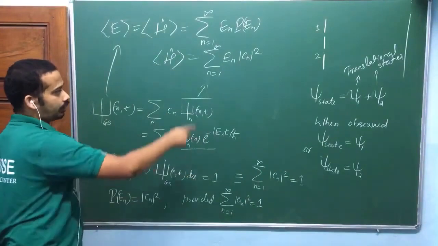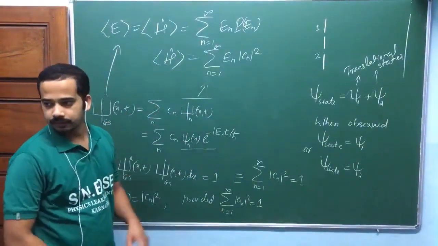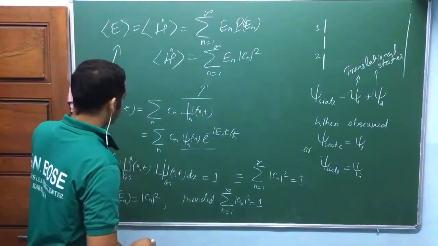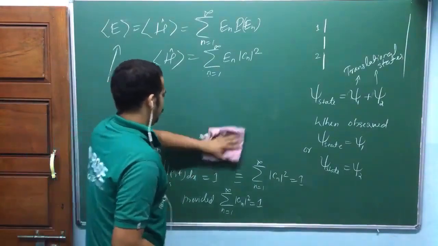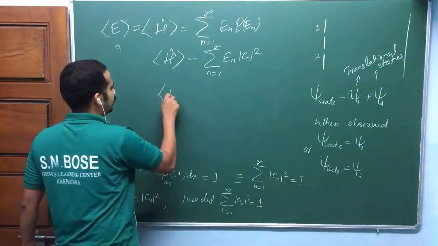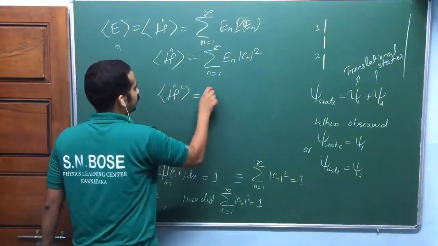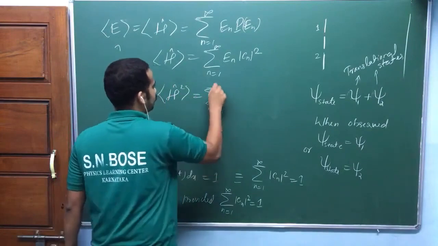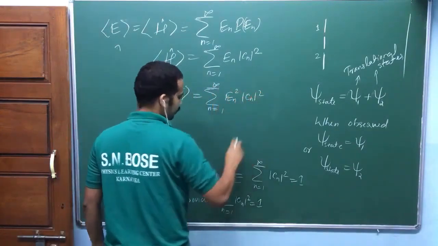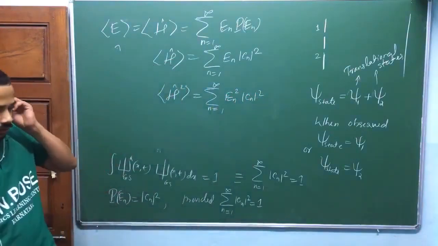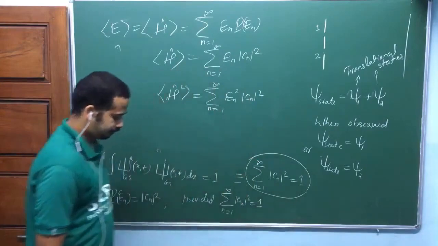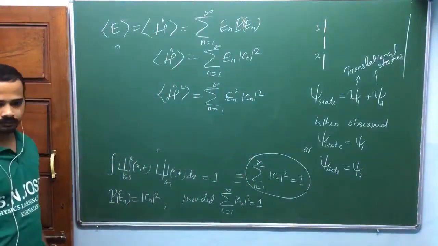In case of this linear combination state, let me call it like that, okay? Read the book, so that you'll feel comfortable. Now you can find the expectation of H cap square. That's also equal to the sum over n equal to 1 to infinity of En square into mod Cn square. You should first make sure of this condition, okay? Clear?